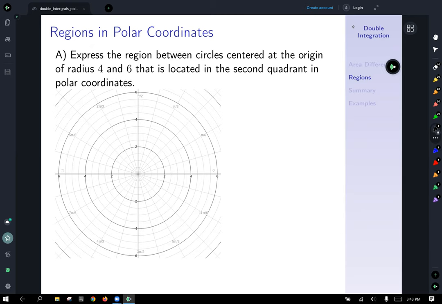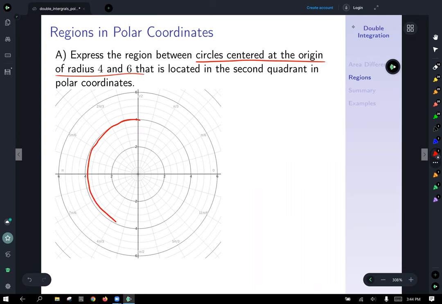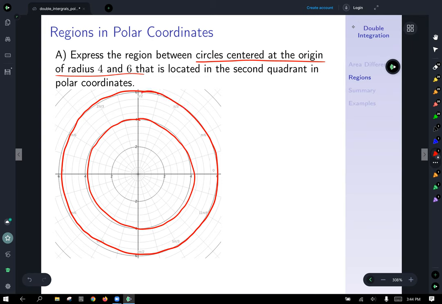Okay, so what do we want? We want the region of circles radius 4 and 6. Okay, so let's do that in red here. Circles at the origin of radius 4 and 6. Well, that's going to be this circle of radius 4, r is equal to 4, and then, oh no, we want to stick with red for all of it, and then r is equal to 6 here. Got ourselves a nice region there.